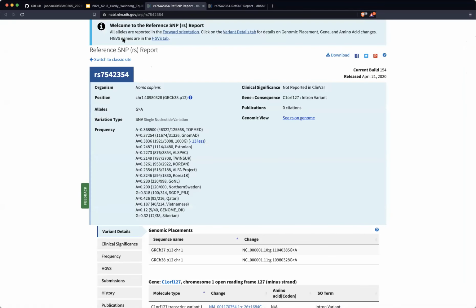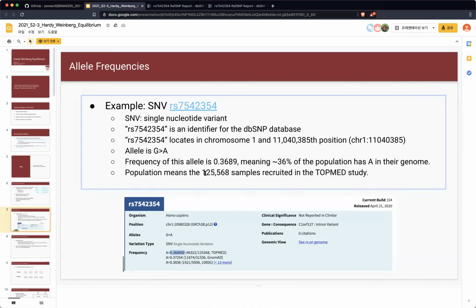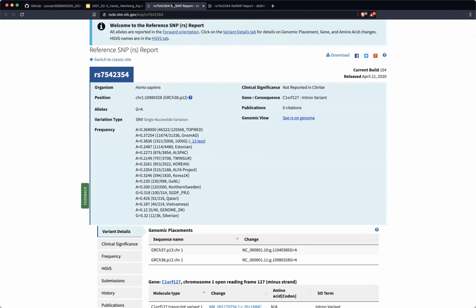Okay, so I actually put these numbers, the samples recruited in the TOMED studies, but this is actually the wrong number. The reason is that humans have a diploid genome, which means we have 2 chromosomes. We're going to learn that in the next session. That number has to be reduced by half because the allele has to be calculated on the 2 strands.